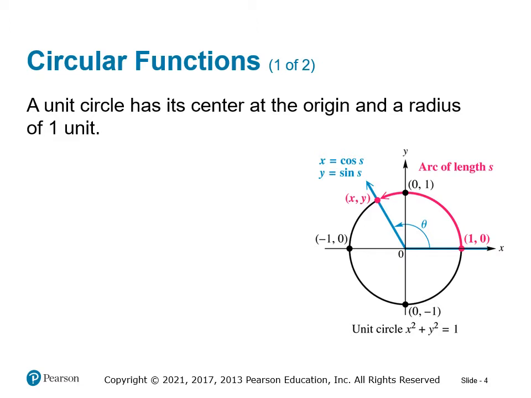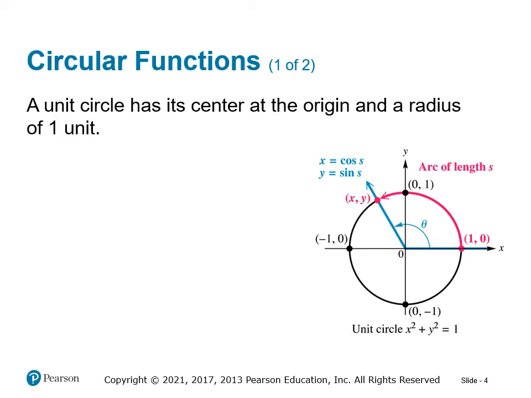So the first thing we want to talk about is a unit circle. A unit circle is a circle that has its center at the origin, and the radius is just one unit. You can see that here from the origin to the x-axis, and then you can see that continuing around.